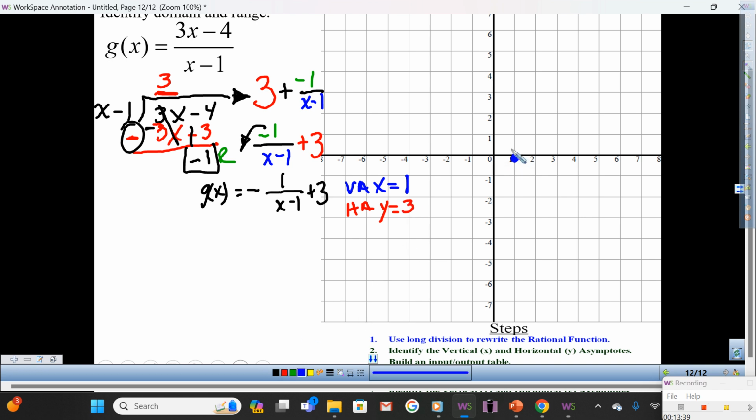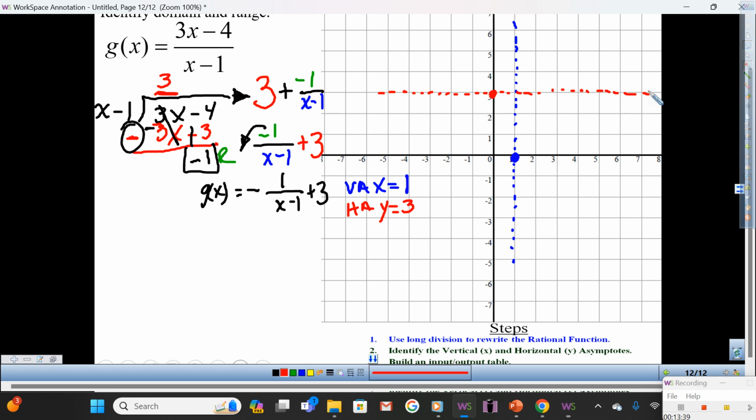1 is here. Dotted line down, that's our asymptote. And y equals 3, which is right here. So far so good, yes? All right, so now next, before we move on, look up.